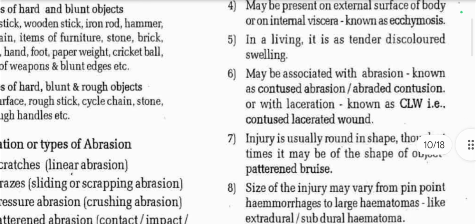Then in a living person, it is a tender discolored swelling, and may be associated with abrasion, known as contused abrasion or abraded contusion, or with laceration, known as CLW, that is contused lacerated wound. So what they are trying to say is that contusion can be present with abrasion or laceration also. Whenever it is present with laceration, that is called a contused lacerated wound. If present with abrasion, abraded contusion. Coming to the next point, the injury is usually round in shape, though at times it may be of the shape of the object, which is called patent bruise.